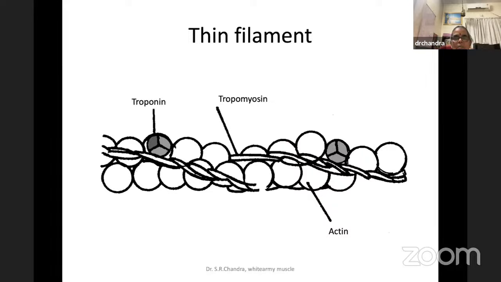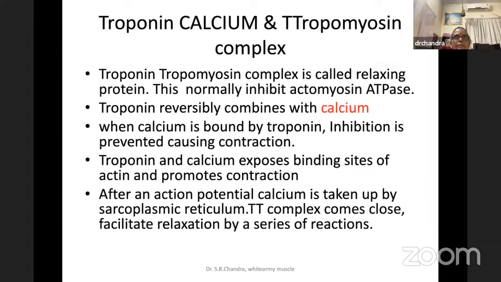So this is the picture of the thin filament showing troponin, tropomyosin, and actin. This is the troponin tropomyosin complex. The troponin tropomyosin complex is called the relaxing protein. So this is for muscle relaxation. In some specific disorders, this is dysfunctional. And this normally inhibits actomyosin, actin coming together.